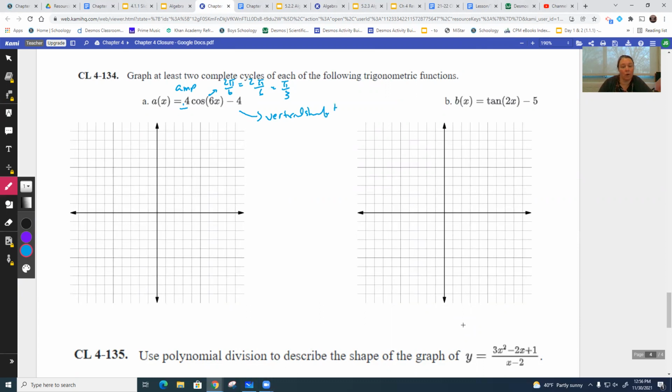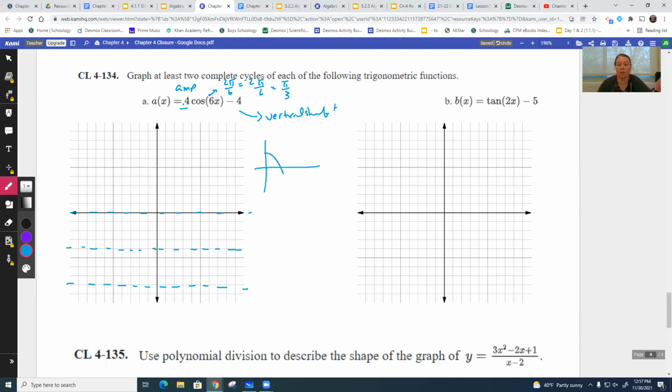So we always start with going down 4, that's our new midline. And I think I can fit this with a scale of 1. So I'm going down 4, that's my new midline. I've got an amplitude of 4. So from my midline, I've got to go up 4 and I've got to go down 4. So now I know I'm contained within there. It's a cosine.